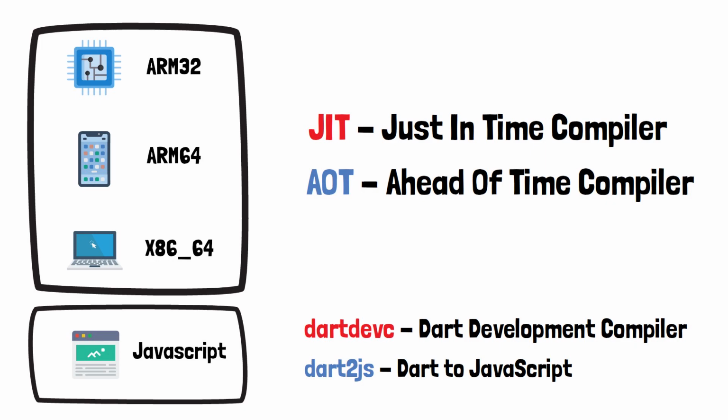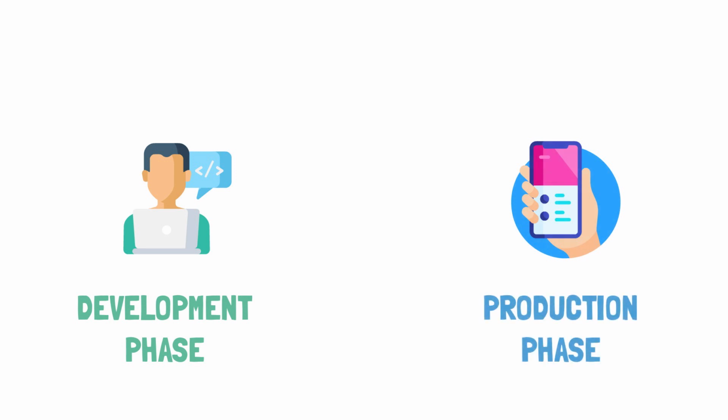In order to understand what all these different types of compilers are designed for, you need to understand that when you're writing code, there might be two or more stages during your development process, but always at least two. One should be the development phase, and the other one should be the production phase.